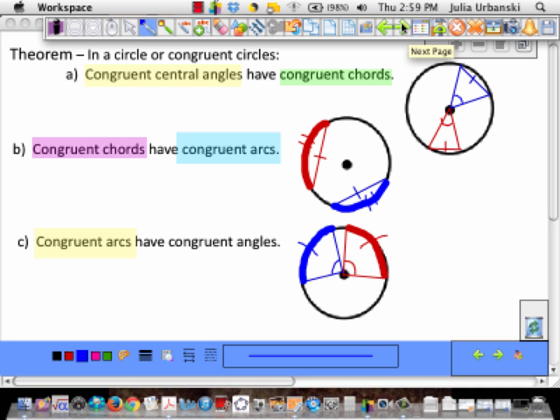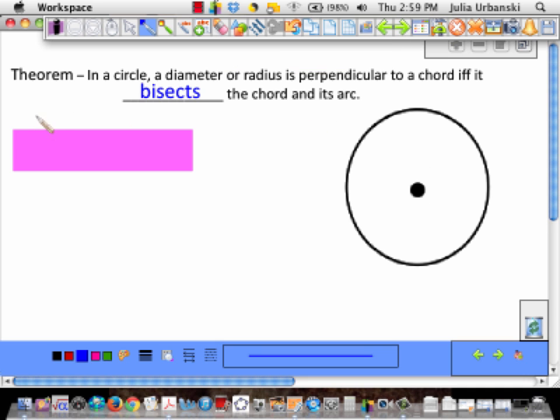And the last rule that you need to know, it's really important, is this theorem. In a circle, a diameter or radius is perpendicular to a chord if and only if it bisects the chord and its arc.